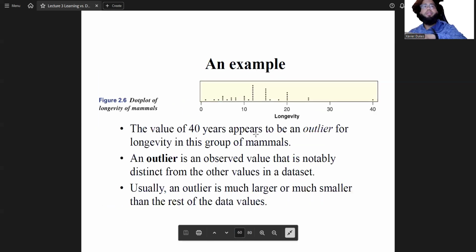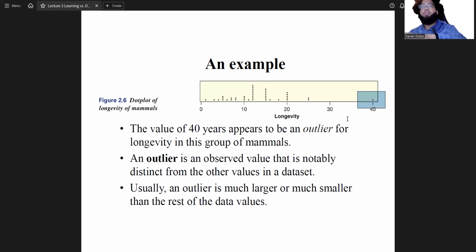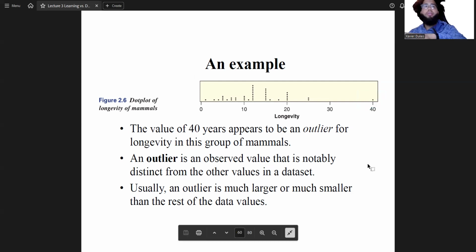Again, quantitative. Great. Then we have an outlier. An outlier is an observed value that is notably distinct from other values in the data set. That'd be this guy over here. It's like, what in the heck? That is just so left field. Like, what's going on?